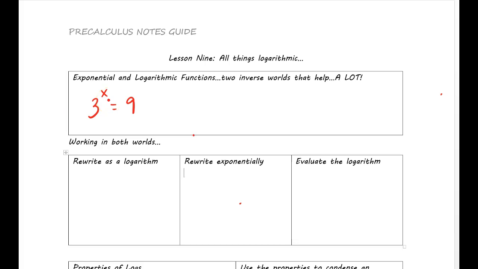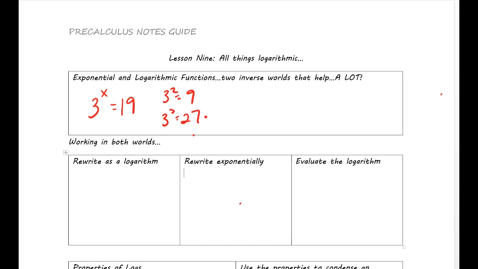Logs exist for the following problem. What if I change that 9 to a 19 instead? So 3 raised to some power is equal to 19. Well, I don't know about you, but I can't figure that out in my head. I know the answer is somewhere between 2 and 3 because 3 squared is 9 and 3 cubed is 27. But we'd be playing the guessing game all day long if logs did not exist to help us solve it.